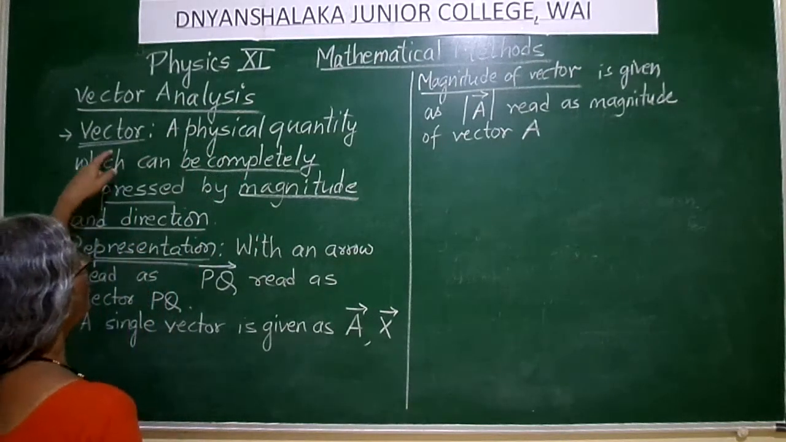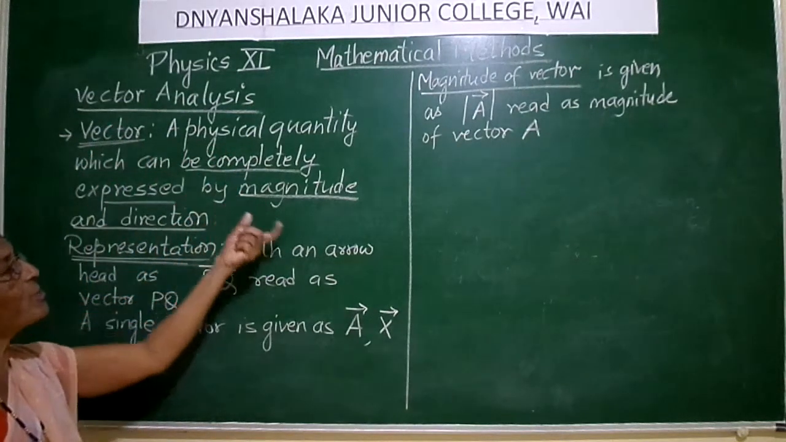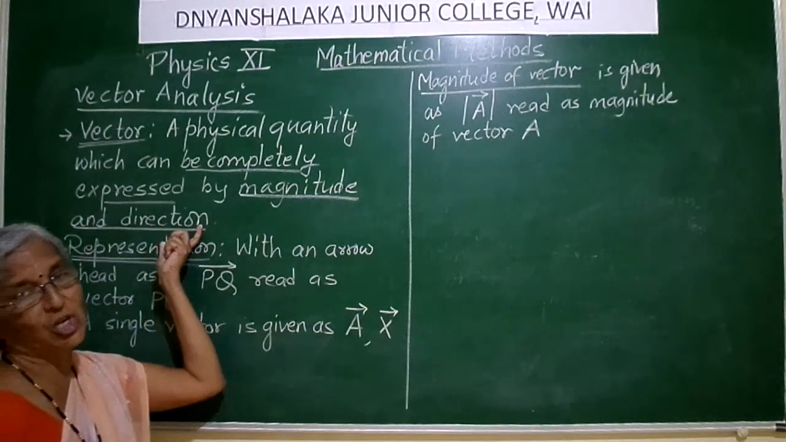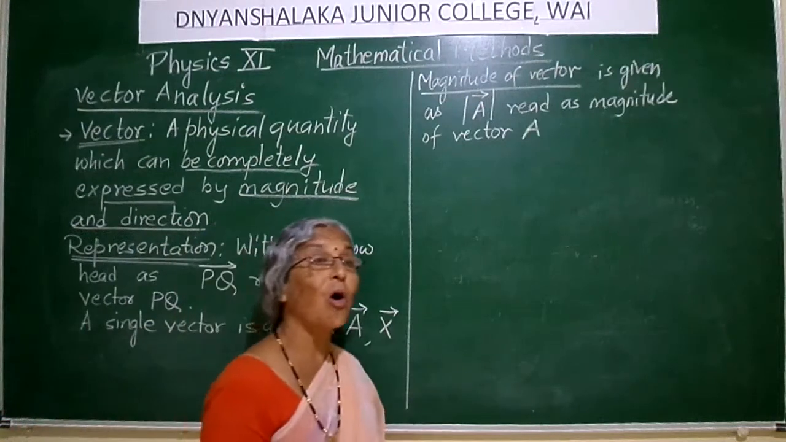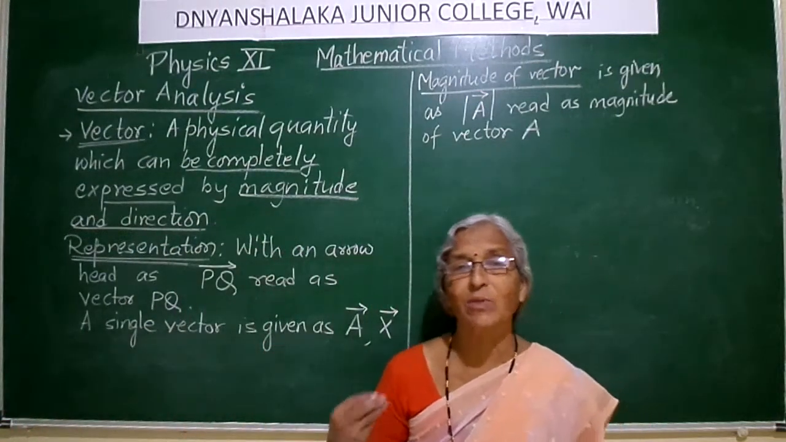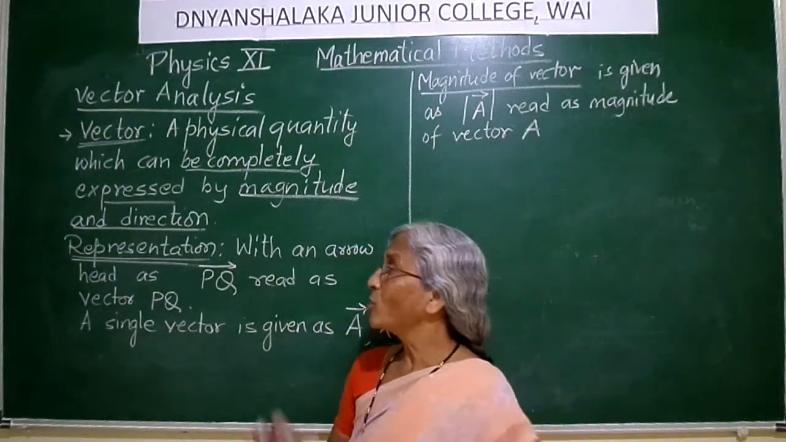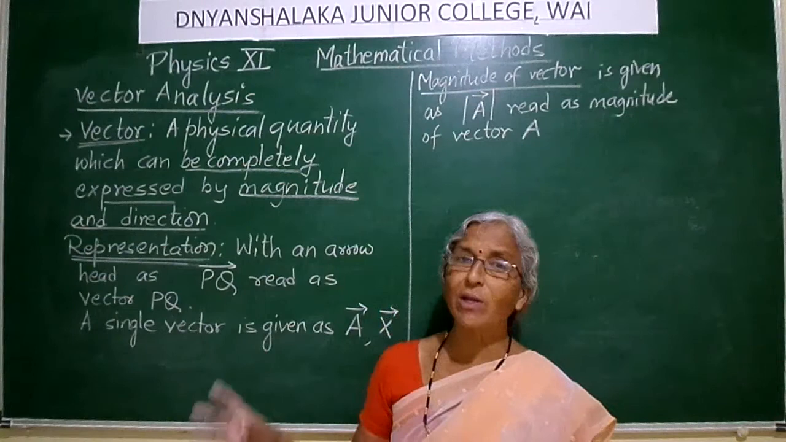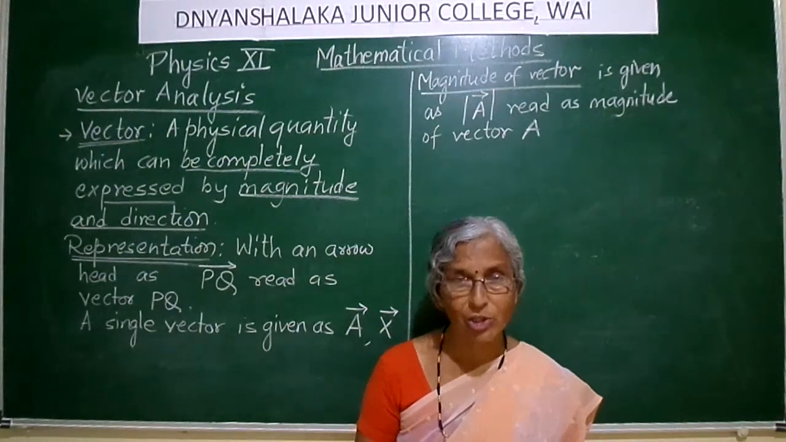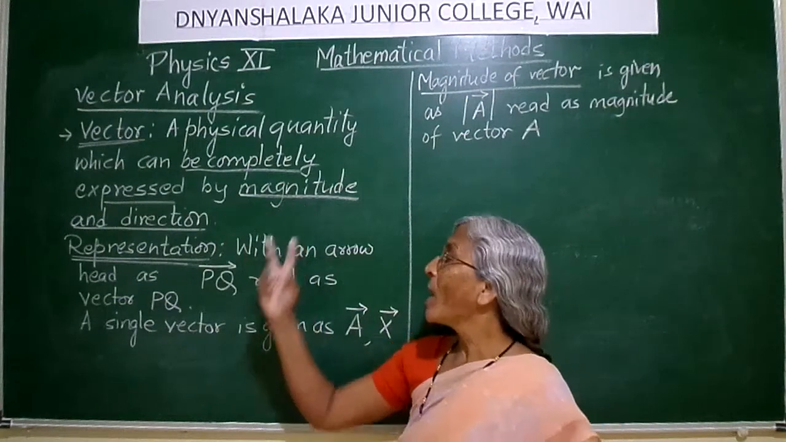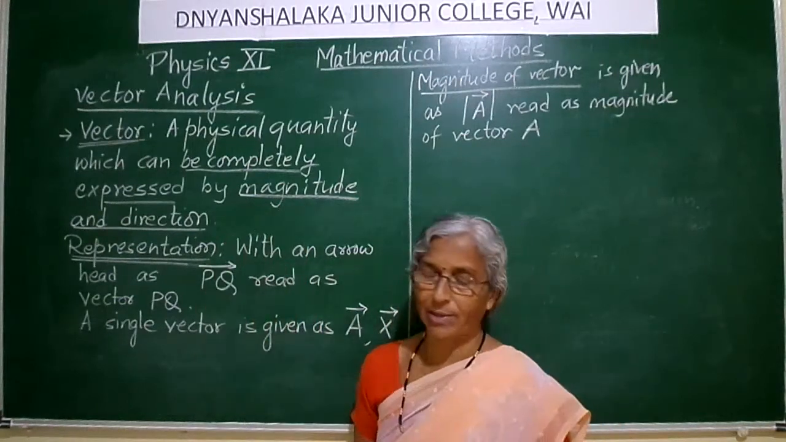So for a vector, for its complete expression, magnitude plus the direction in which the vector is advancing becomes very, very necessary. So a vector quantity will be completely expressed only when we supplement direction along with the magnitude of that vector. Okay? How do you represent a vector then?